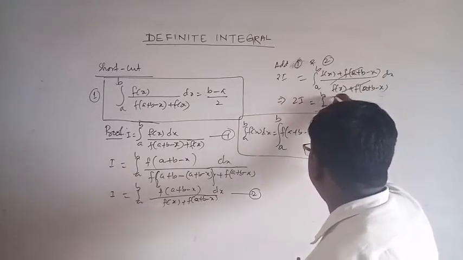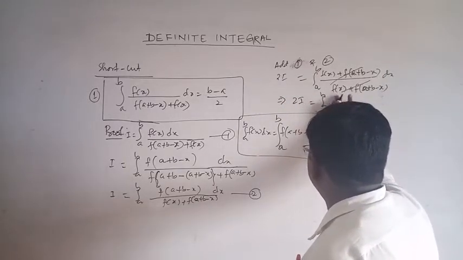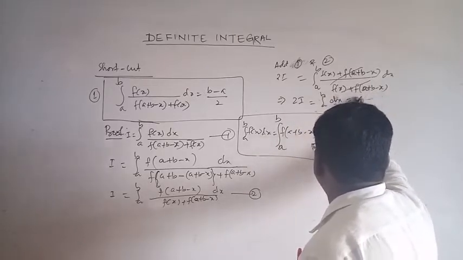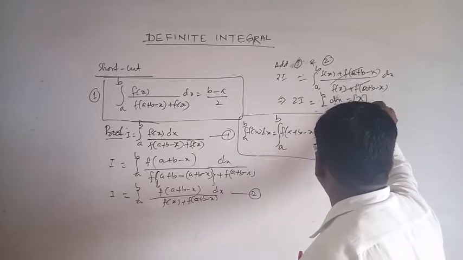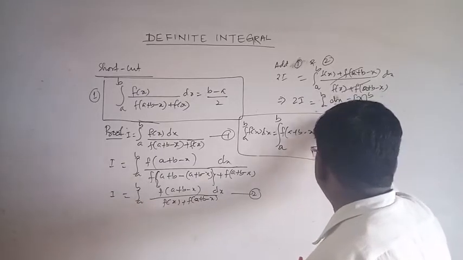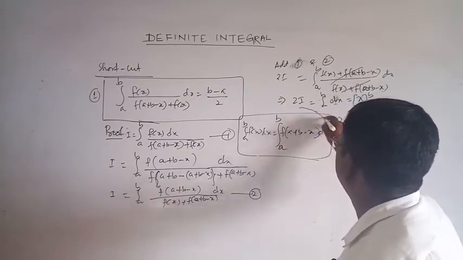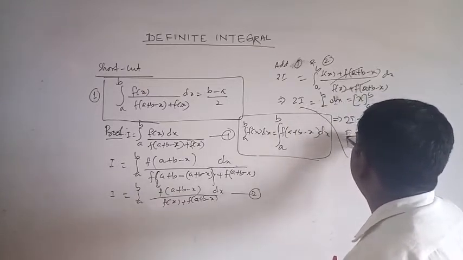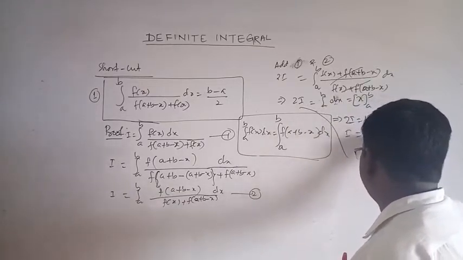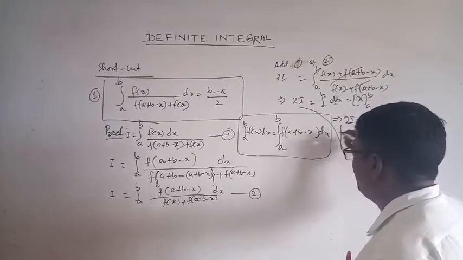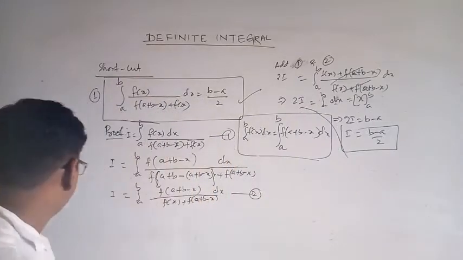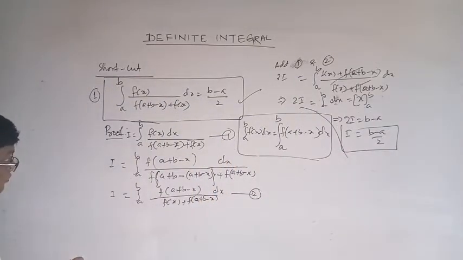Integral from a to b of f(x) dx equals integral from a to b of f(a+b-x) dx, so 2I equals integral of dx from a to b, which is b minus a. Hence I equals (b minus a) by 2. Hence proved. Suppose this is an example for a 1 mark question.